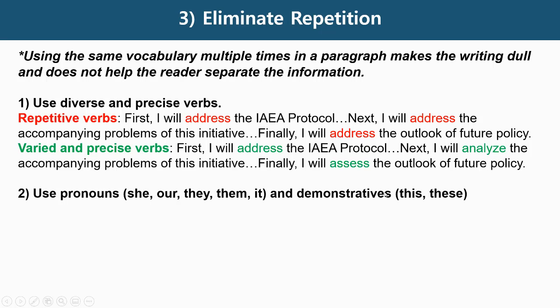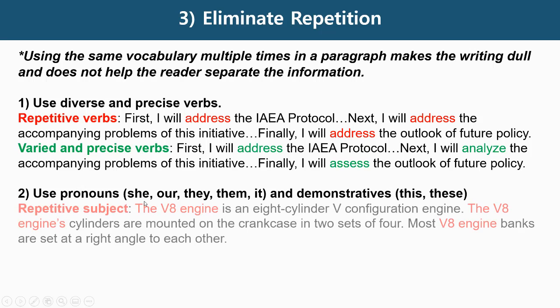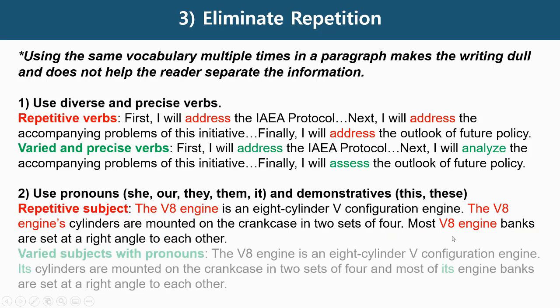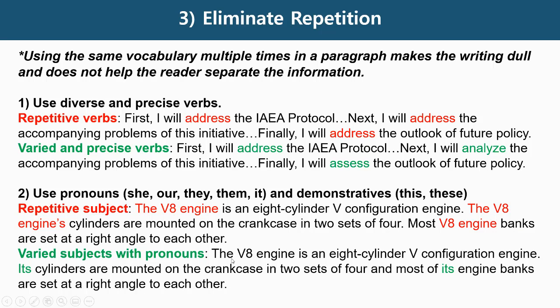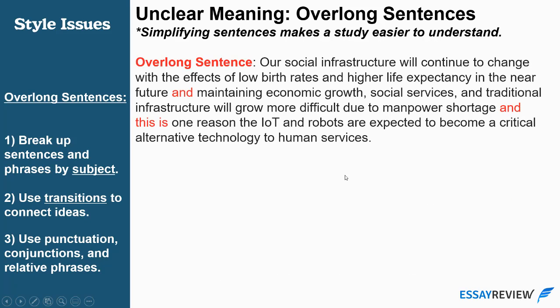And also, if you're using the same noun, then use a pronoun. "The V8 engine is an 8-cylinder engine. The V8 engine cylinders are mounted here. Most V8 engine banks..." You can use "its," right? "It's." As long as it's clear, don't repeat the subject again and again and again. Over long sentences, you'll notice here that there's "and."